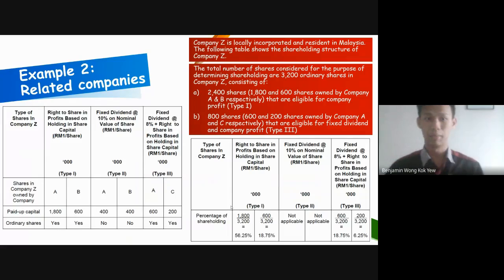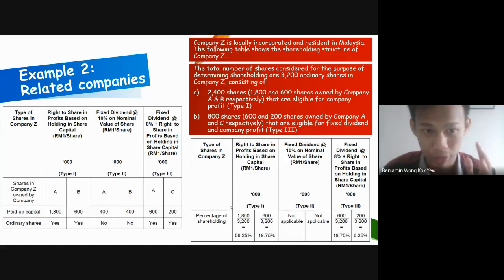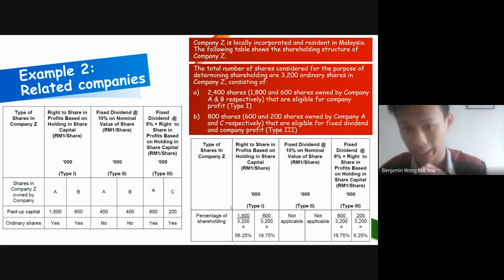Then the second example is quite longer. I took it from the IRB. When the question doesn't mention how many percent of shareholding you need to calculate, you go according to the rights to share in profits, because to have a shareholding in a company, you must have a share of profits from that company. So we don't take the fixed dividend only. Based on this question, there are rights to share in profit based on share capital, fixed dividend on nominal value, and fixed dividend plus rights to share in profits. So we only take type 1 and type 3, which are eligible for company profit.